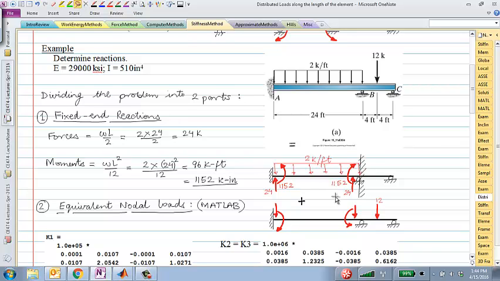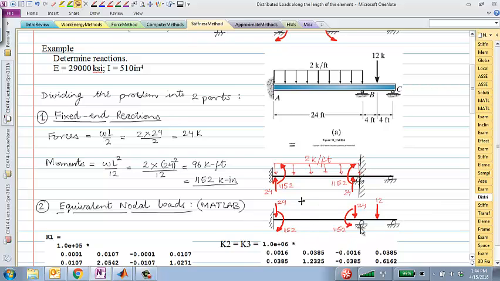Those would be the reactions that I would get if I were to fix both those ends. Now I will take those fixed end moments and fixed end reactions and apply them as loads to my actual problem that I will send to MATLAB. So I'll apply the exact same 24 downwards, 1152 downwards, again 1152 downwards, 24 downwards. And this is a problem that I can solve in MATLAB.